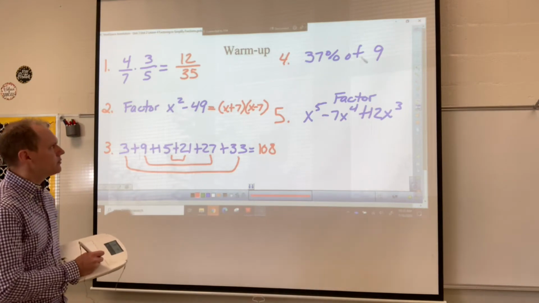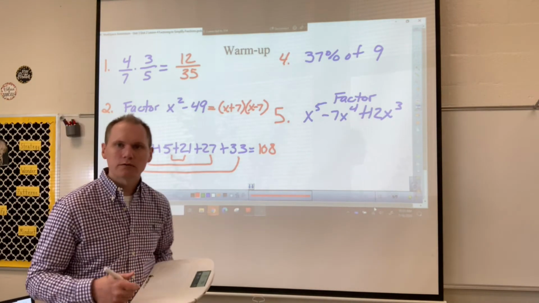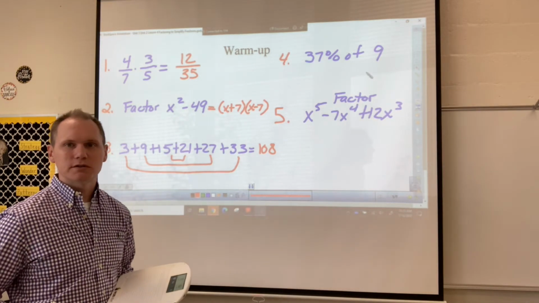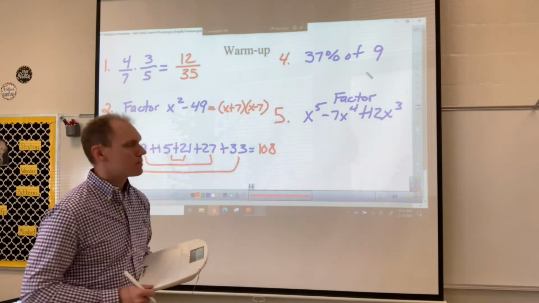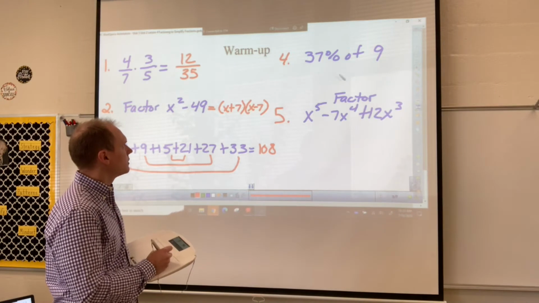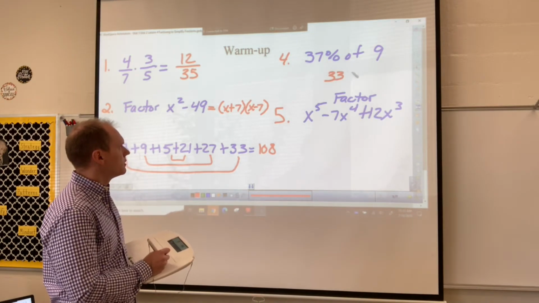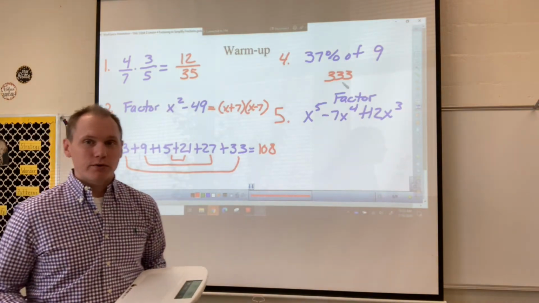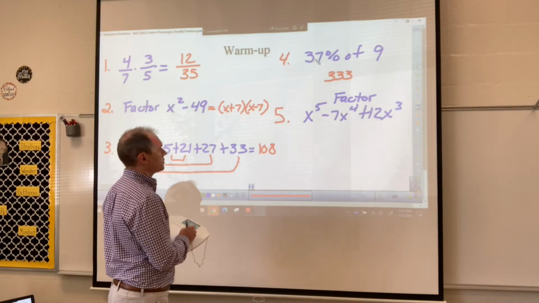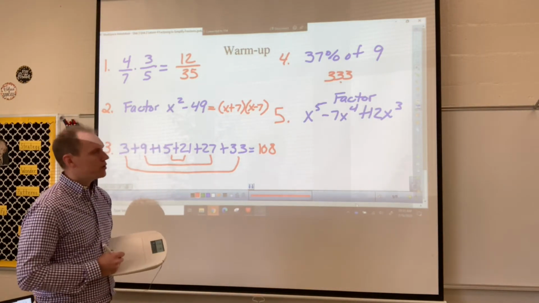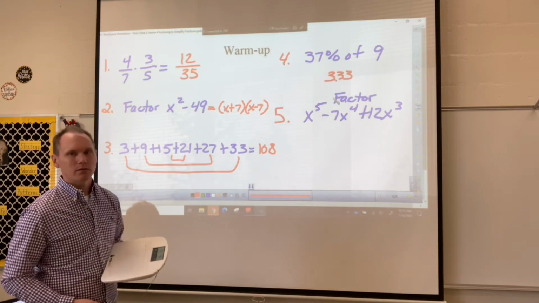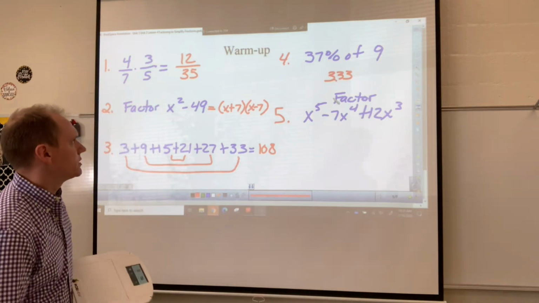Alright, number 4, 37% of 9. Again, just take the numbers involved, 37 and 9, and multiply those together. 30 times 9 is 270. 7 times 9 is 63. We'll add those together and you get 333. Obviously 333 is way too much if you reason through this to be 37% of 9. 33.3 is still way too much, but 3.33 makes a whole lot of sense here to be 37% of 9.